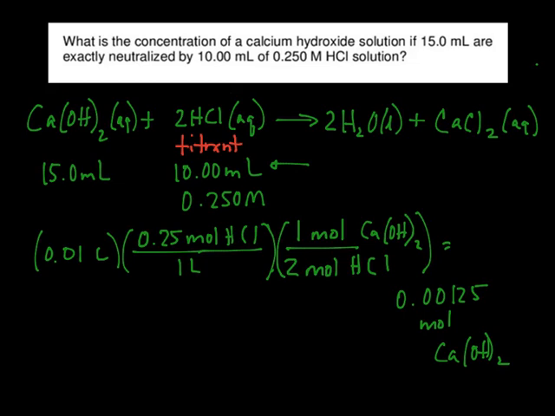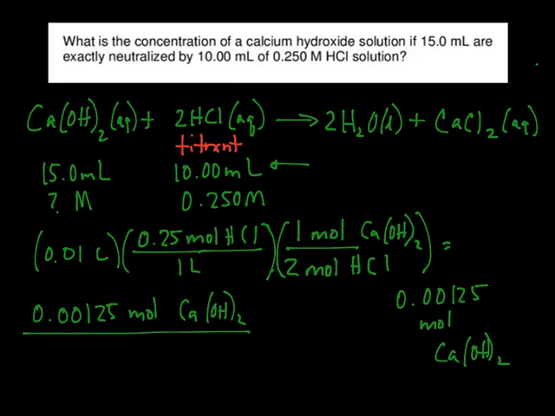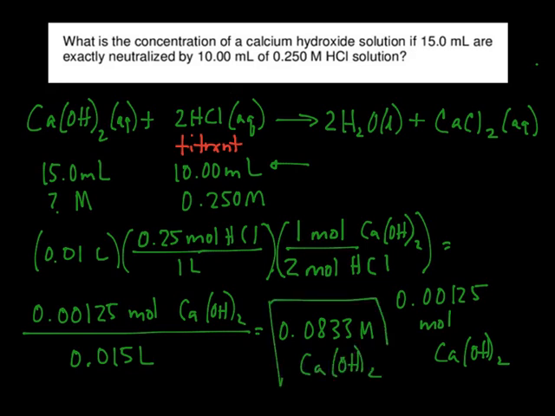To figure out the molarity, just what we want. What's the concentration? So 0.00125 moles of calcium hydroxide divided by 15 milliliters, turn that into liters, because molarity is moles over liters, and that is equal to 0.0833 molarity of calcium hydroxide. So this here is our answer.